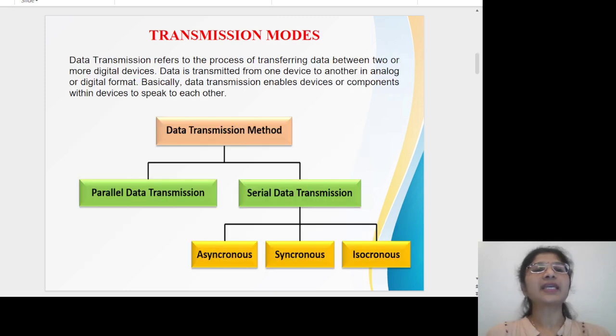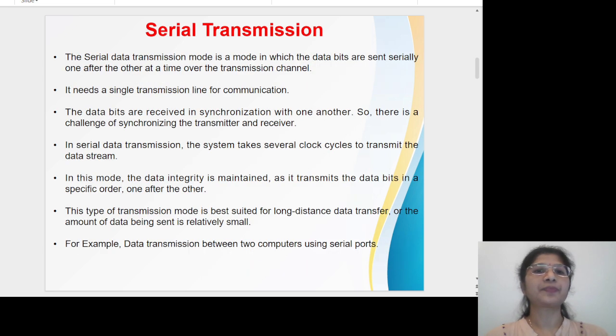What is basically data transmission? Data transmission is nothing but a process of transferring data between two or more digital devices. Data is transmitted from one device to another in analog or digital form. Basically, data transmission enables devices or components within devices to speak to each other. Data transmission mode is divided into two categories: parallel data transmission and serial. And again, serial data transmission is divided into asynchronous, synchronous, and isochronous.